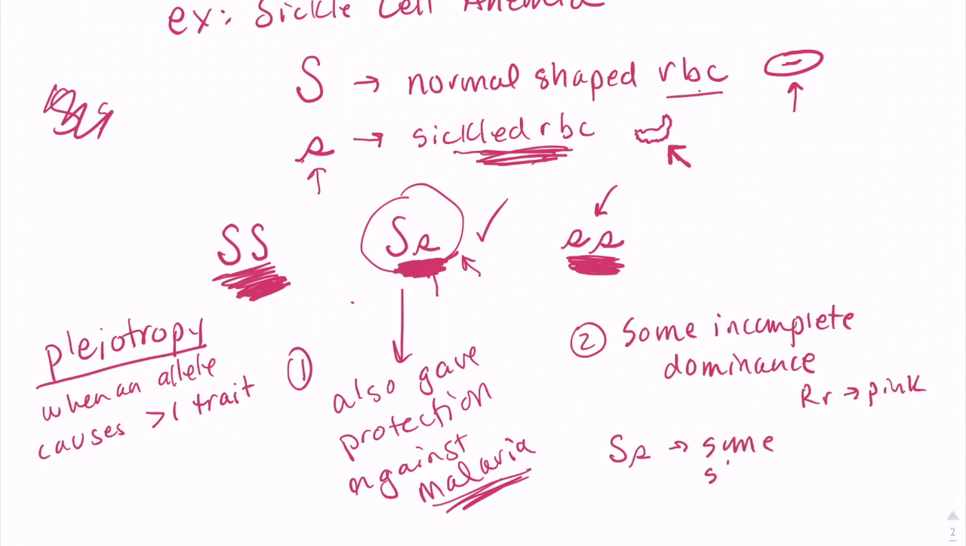Some slight sickling to their cells. So the red blood cell maybe wouldn't look quite like a crescent, but maybe something like that. But it still wouldn't carry oxygen quite as well as a red blood cell that does not display any sickling, like this one up here. I'm drawing arrows for you all because you can't see me pointing at my screen.